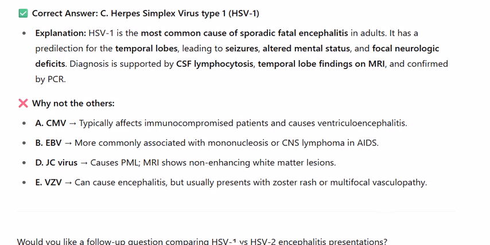Why not the others? A. CMV typically affects immunocompromised patients and causes ventriculoencephalitis. B. EBV is more commonly associated with mononucleosis or CNS lymphoma in AIDS. D. JC virus causes PML. MRI shows non-enhancing white matter lesions. E. VZV can cause encephalitis, but usually presents with a zoster rash or multifocal vasculopathy.